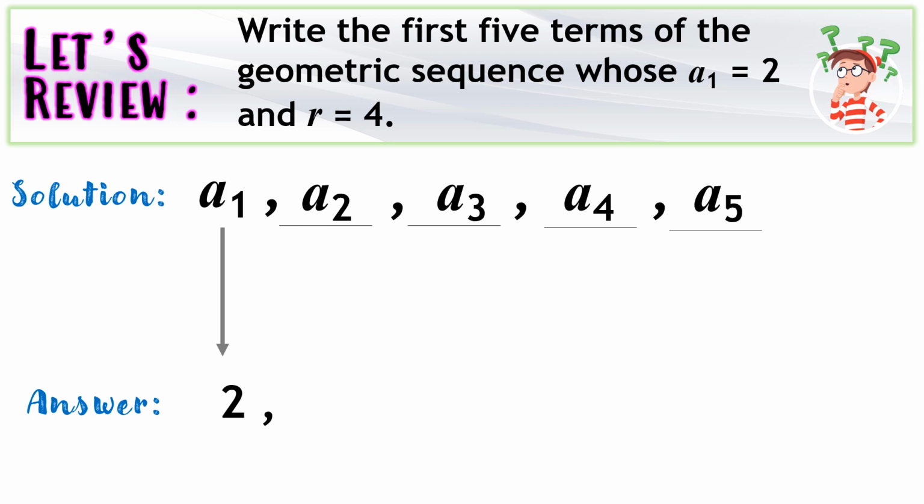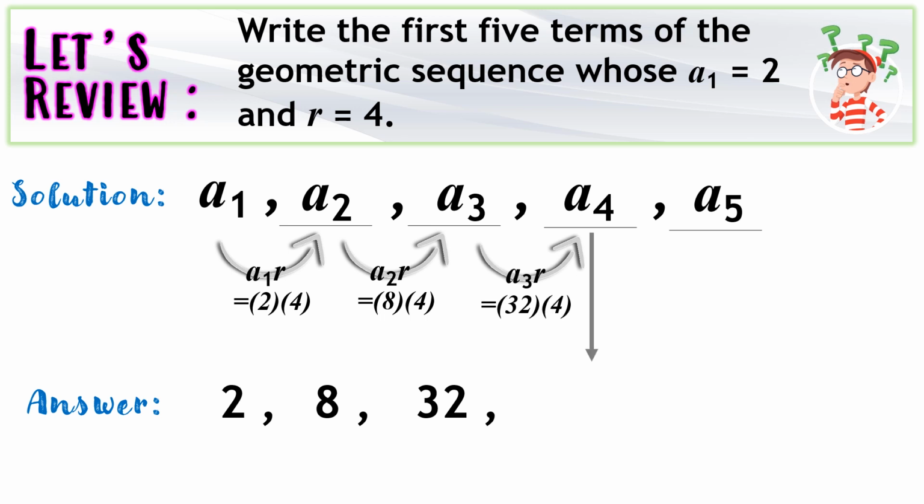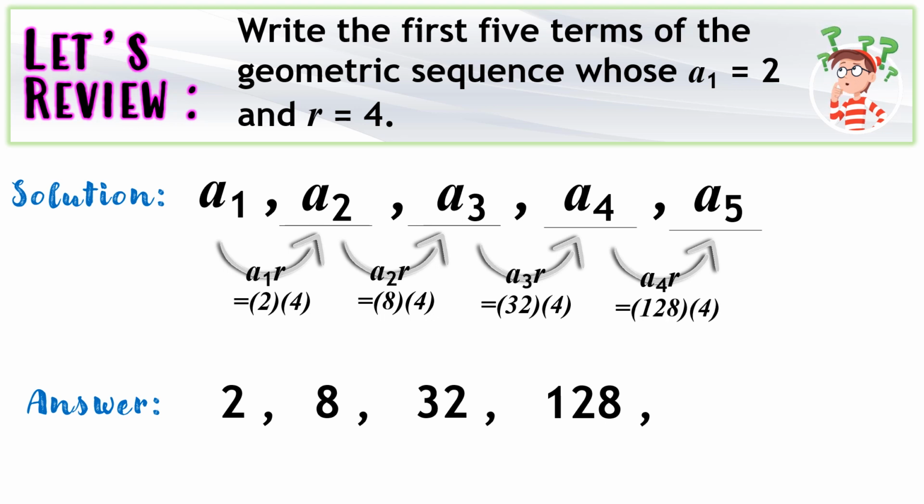then to get the a sub 2 or the second term, we will multiply a sub 1 times the common ratio, that is 2 times 4, that is equal to 8. Ang ating third term or a sub 3 is equal to a sub 2 times r, which is equal to 8 times 4, that is 32. And our a sub 4 is a sub 3 times r, that is 32 times 4, and that is equal to 128. And a sub 5 is equal to a sub 4 times r, which is 128 times 4, and that is equal to 512.